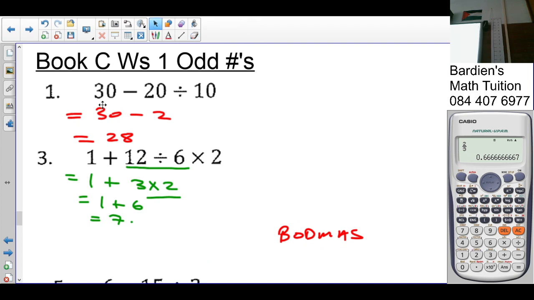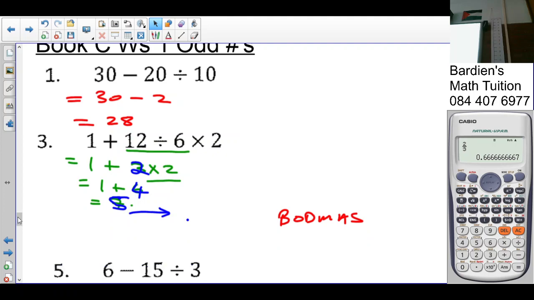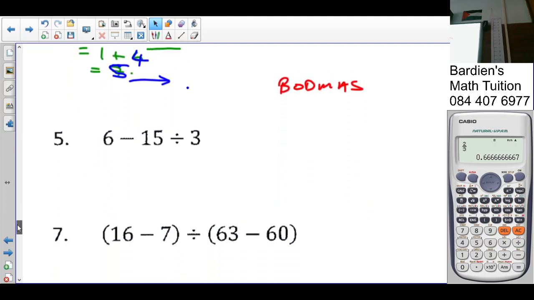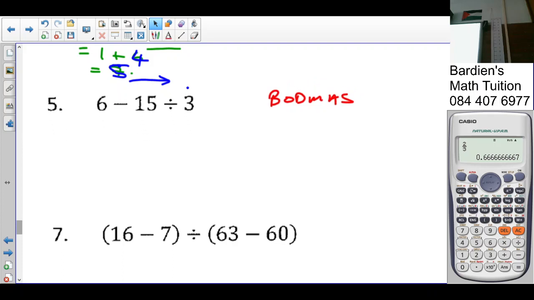Okay, 12 divided by 6 is 2. I made a mistake, yes? 2 times 2 is 4. You're absolutely correct. I'm wrong. Okay? You all okay with that? You must tell me when I'm going wrong. I'm not good with adding and subtracting.